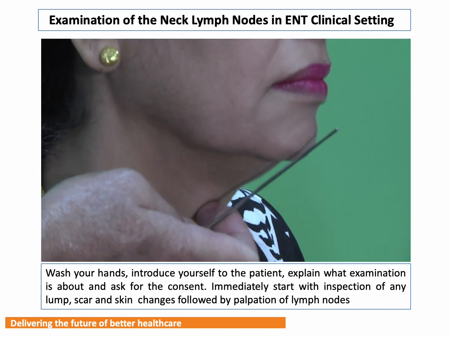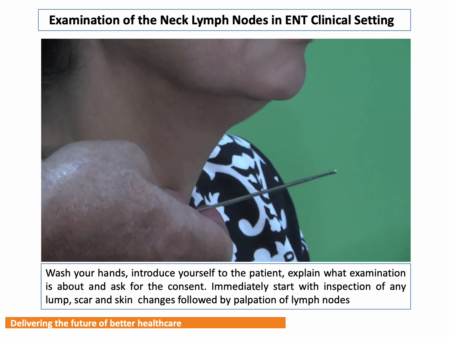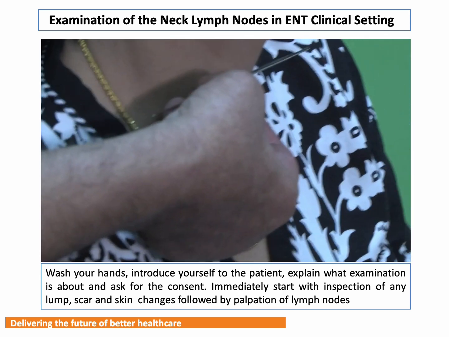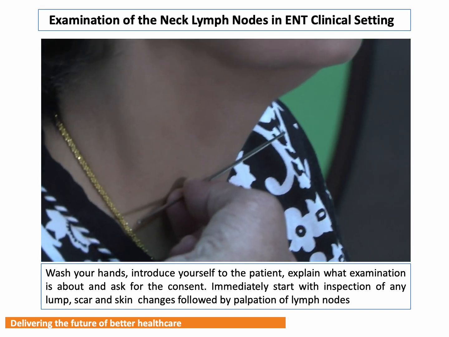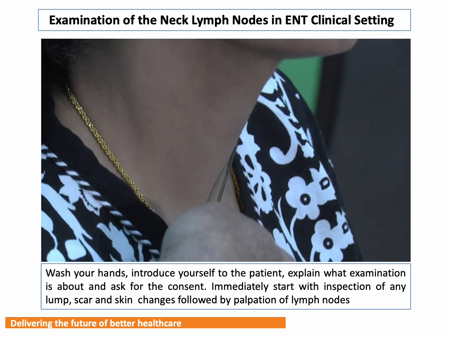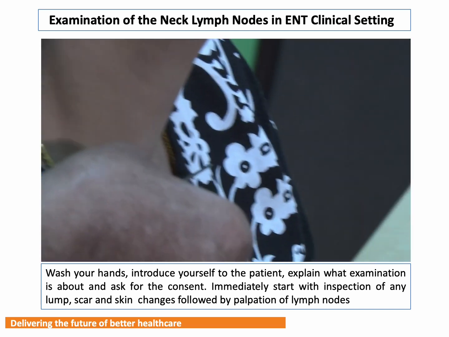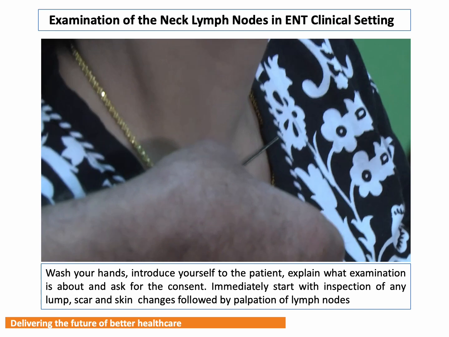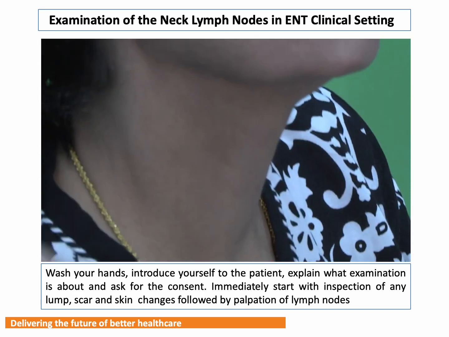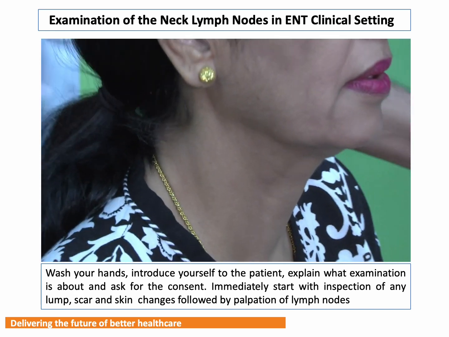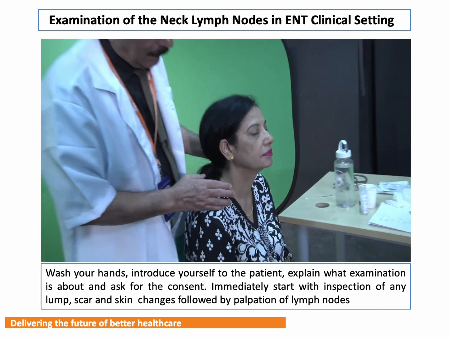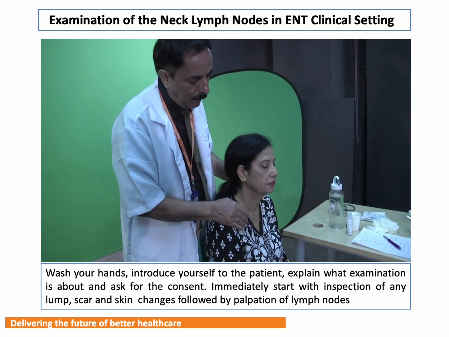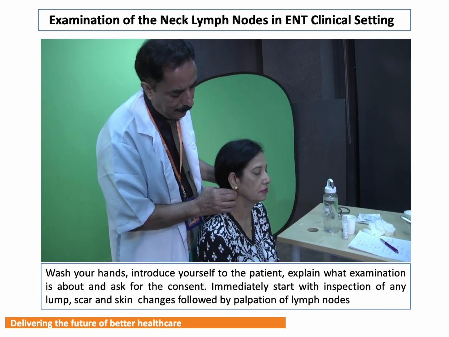The third is you go down until you feel the cricoid, and the lower border of the cricoid is your third arbitrary line. The fourth arbitrary line is the superior border of the clavicle. So this will divide your lymph nodes into 7 levels, basically 4, and the 5th is in the posterior triangle, right?